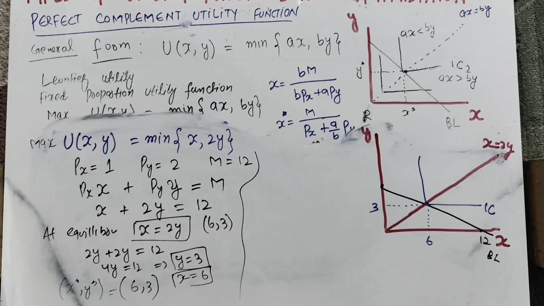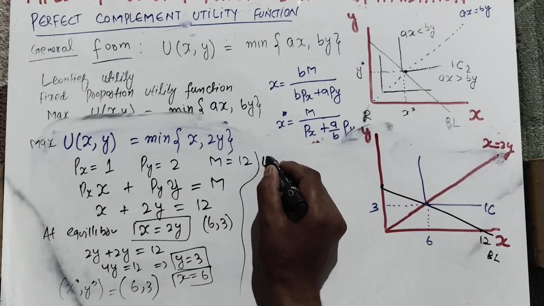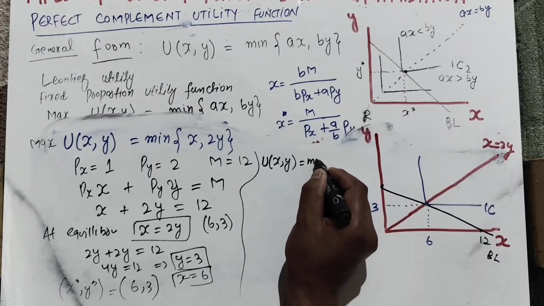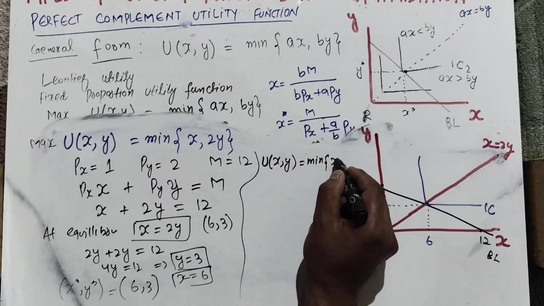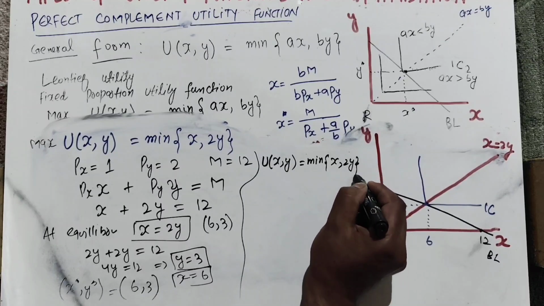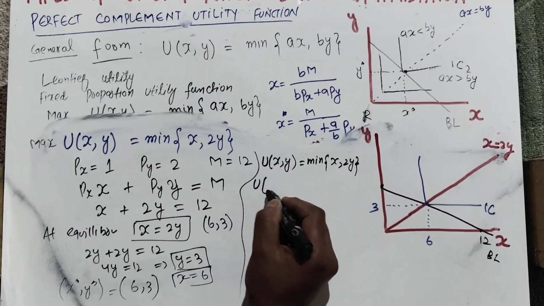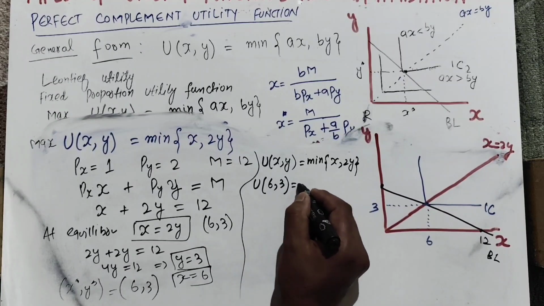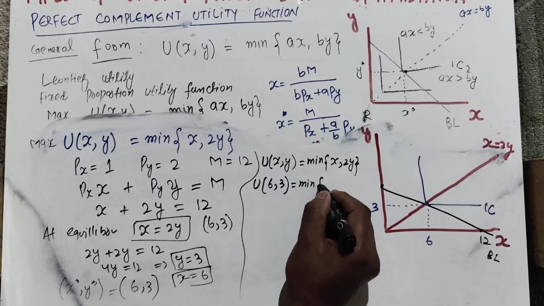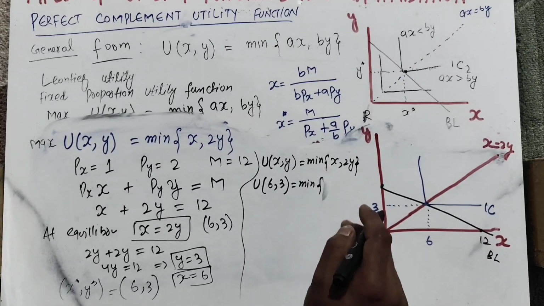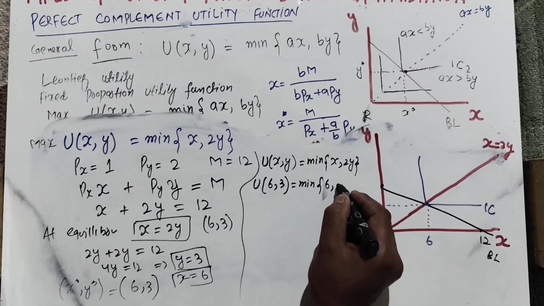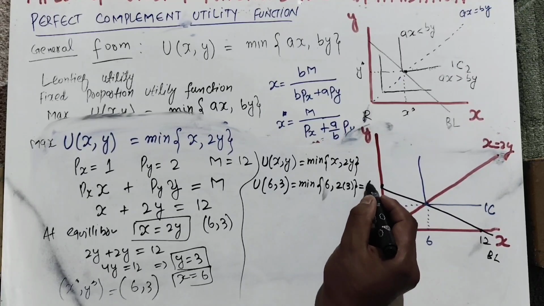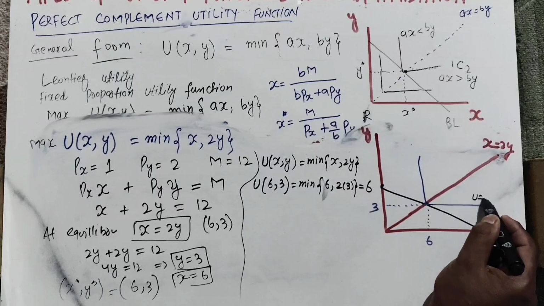And let us see here whether it is true or not. So we have utility is a function of good x and y, which is equal to minimum of x comma 2y. Now let us see what is the utility derived. So when x is equal to 6, y is equal to 3, so we have minimum of x is 6, 2 times y is 3, so we are getting 6 is the utility here. Okay, u is equal to 6.